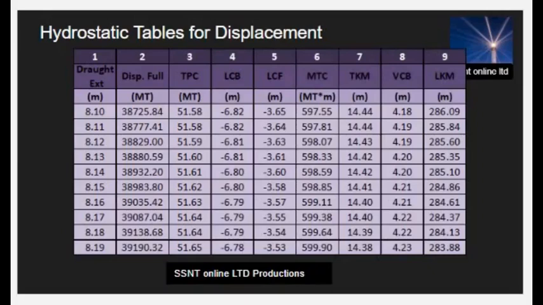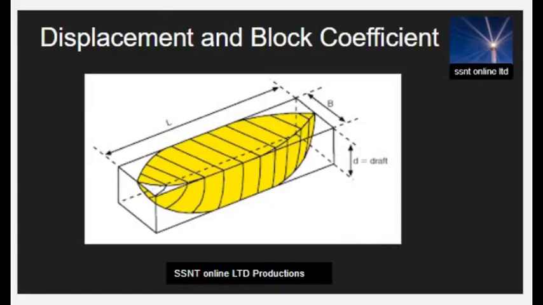The displacement provided is usually based on the volume of seawater displaced by the underwater hull at that draft. If the ship is floating in a freshwater river, the displacement would have to be adjusted for the density of freshwater. The displacements in the hydrostatic tables take into account the shape of the ship's hull.